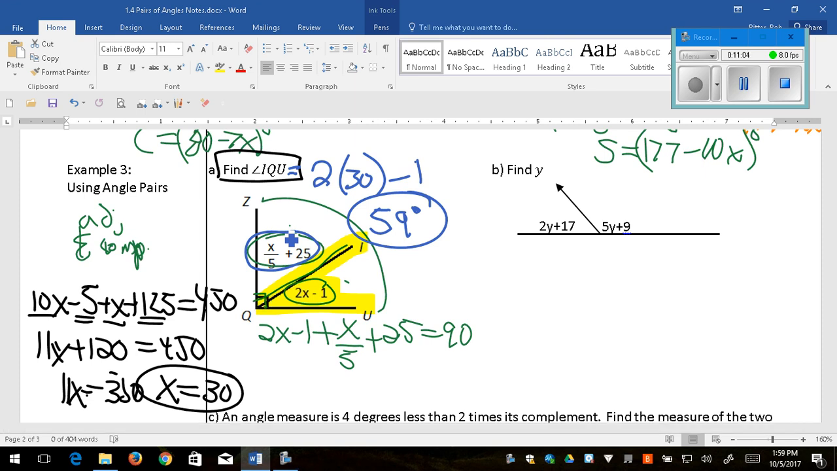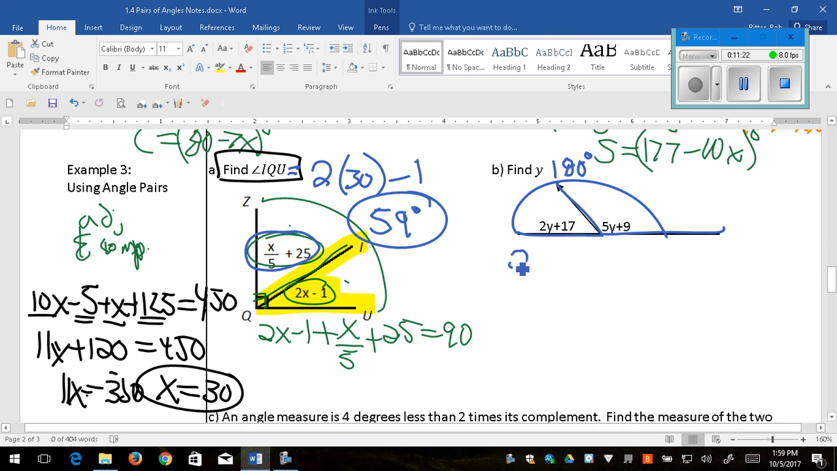Looking at letter B, is also a set of adjacent angles. They come together to form a bigger angle. In fact, they come together to form a linear pair. Linear pairs will always add up to 180 degrees. This is stated in the linear pair theorem, which we will get to later and prove. But for now, you should know that a straight angle is 180 degrees. So we can set up this equation.